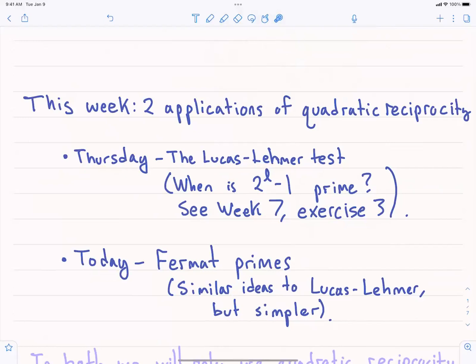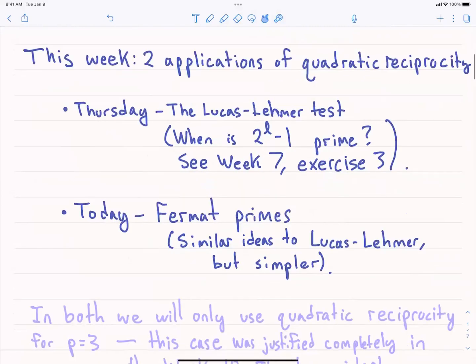Today, we're going to do something that looks similar, but works a little bit simpler. And that's going to be to study Fermat primes, which are another type of prime number you build out of powers of 2, but in a slightly different way. Some similar ideas go into giving a test for when you have a Fermat prime, but they're a little bit simpler in this context. So we're going to do these first, and then we'll come back on Thursday to do the Lucas-Lehmer test after developing in class some of the other related material. Okay, so that's where we're going.